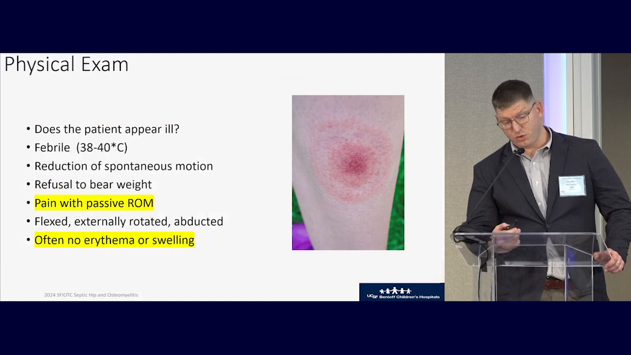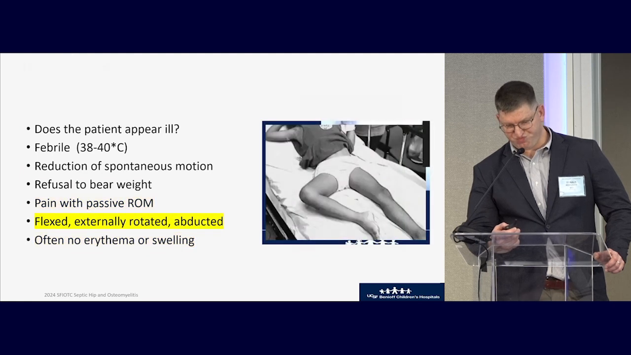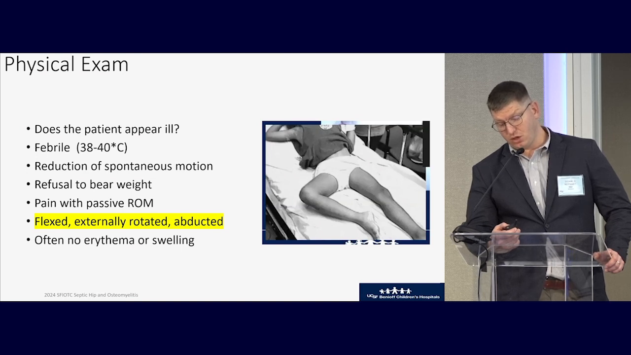Pain with passive range of motion is typically thought to be with short arc motion with septic arthritis, whereas in transient synovitis, it's more at the terminal ends of the range of motion. On the right is the characteristic erythema migrans rash of Lyme disease, which is a unique finding because typically in septic arthritis of the hip, there will not be erythema or swelling visible as it's a deep joint. Oftentimes you can see the leg in a flexed, externally rotated, abducted position, which maximizes the capsular volume to accommodate the effusion.